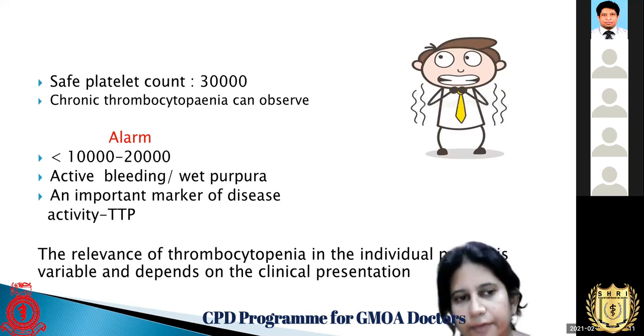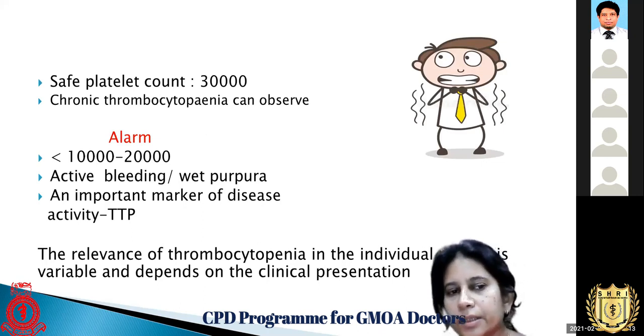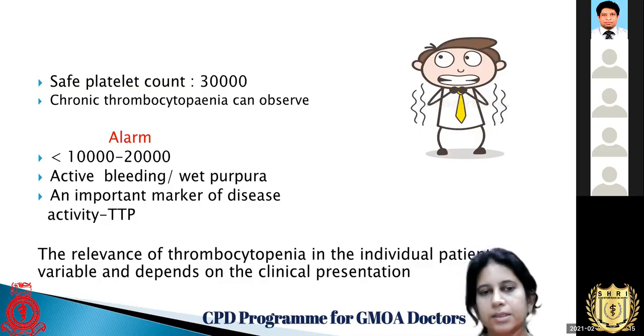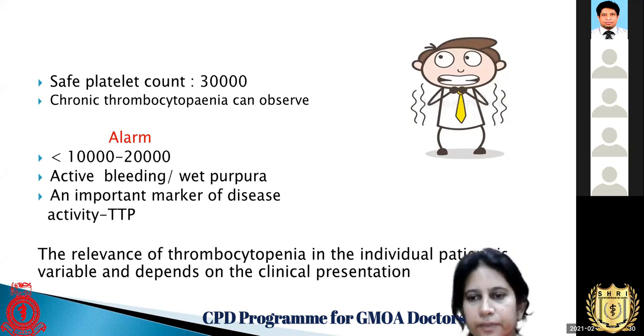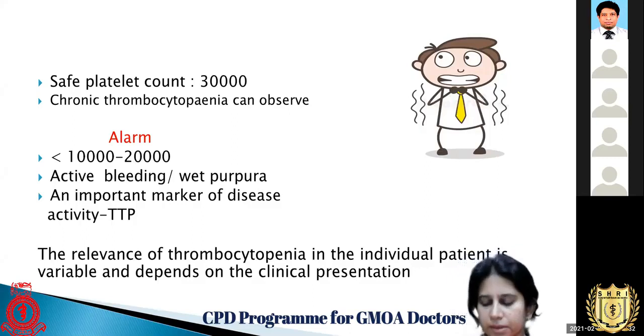So what is the safe level of platelets that a patient can live with? It is 30,000. You are safe with this platelet count if you don't have any platelet function disorder. So you can observe your platelet count in chronic thrombocytopenic patients. But when should you be alarmed? Of course, if the platelet count is less than 20,000, you have to admit the patient and not manage in an OPD setup.